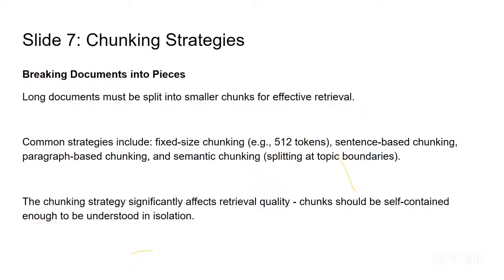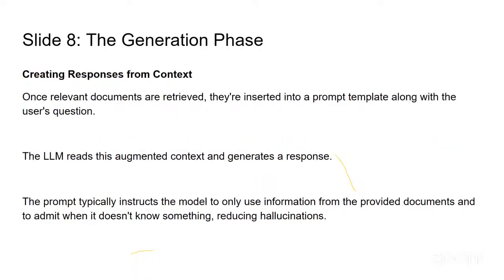The generation phase is again an important aspect, creating responses from the context. That's the last stage. Once the relevant documents are retrieved, they're inserted into a prompt and sent to the LLM, and the LLM augments the context and generates a response. The prompt typically instructs the model to only use information from the provided documents and to admit when it doesn't know something, reducing hallucinations.